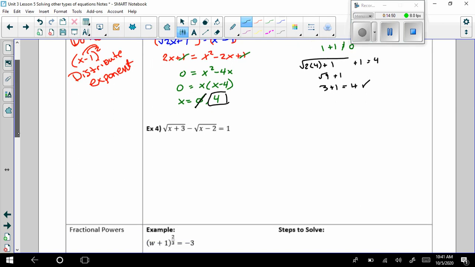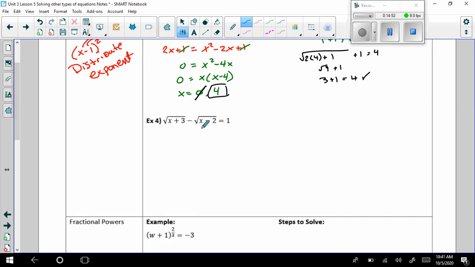All right, and then once again, these can get kind of complicated. This one, you can't isolate your radical, but you can isolate one of the radicals. And so we do start the same way. I'm going to add square root of x minus 2 to both sides. And so that I get the square root of x plus 3 is equal to 1 plus the square root of x minus 2. And then I'm going to solve from there.